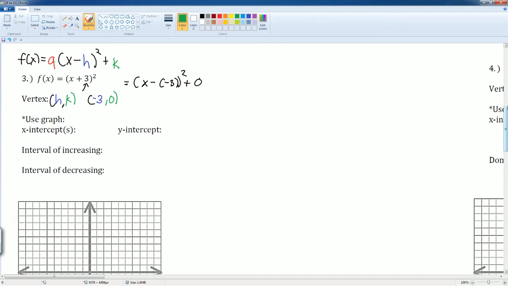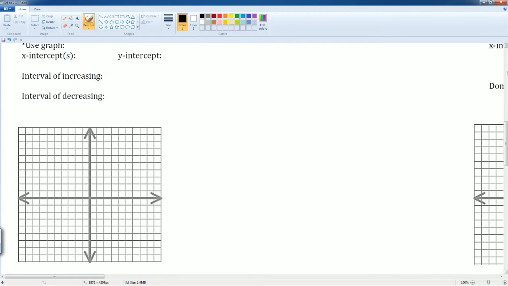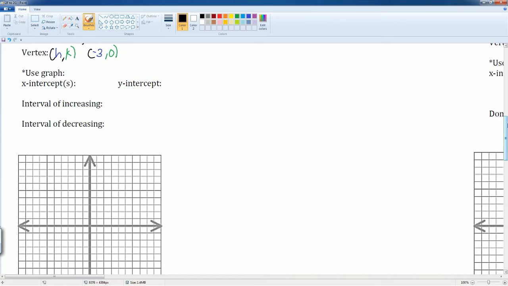So let's just write that. Let's graph that. Negative 3, comma 0. This is negative 3, comma 0.